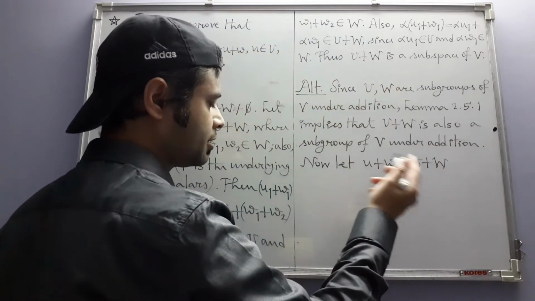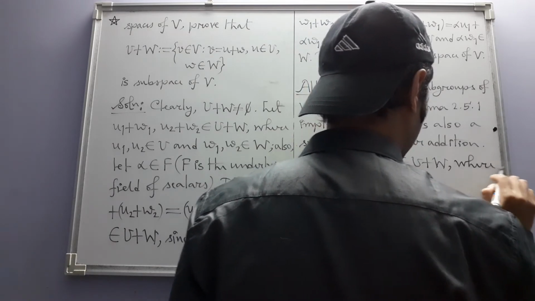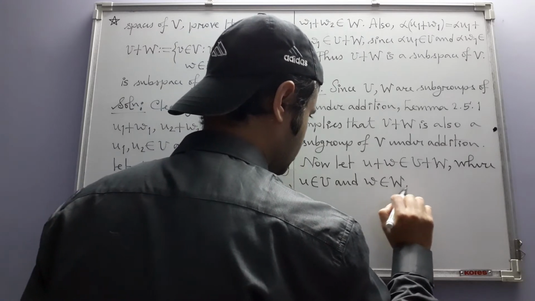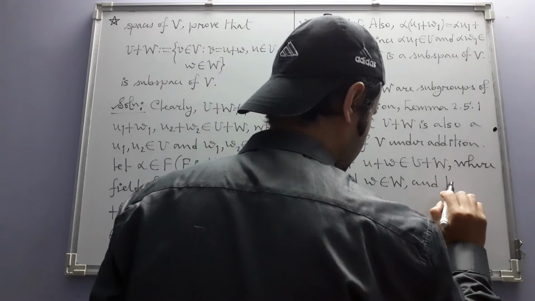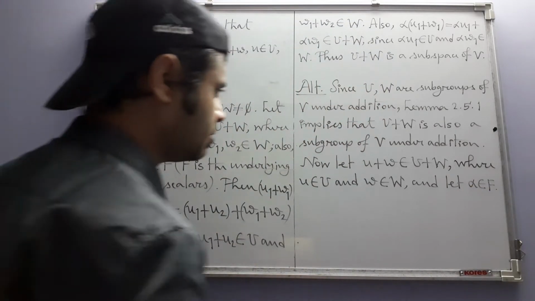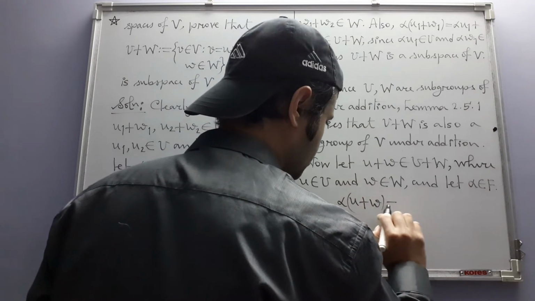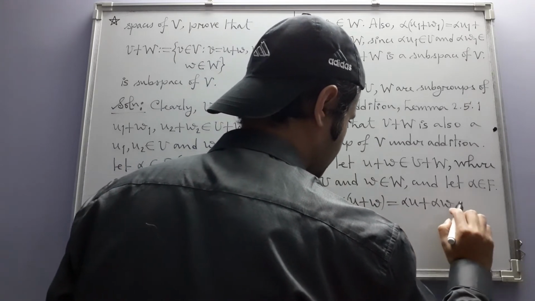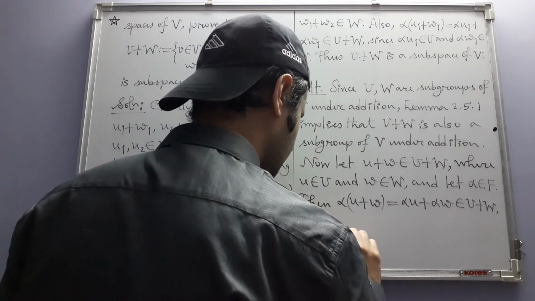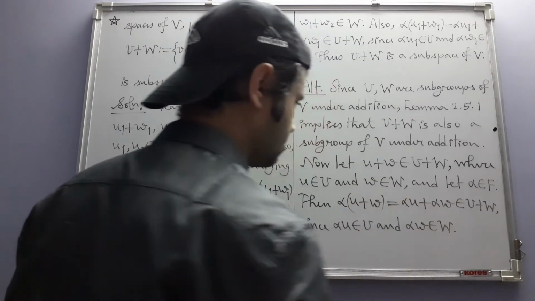We have this calculation here, but just for the sake of completeness we write it once more. Where u belongs to U and w belongs to W, and also let alpha be a field element where F is the underlying field, that I am not writing again. Then alpha times (u plus w) is alpha u plus alpha w, which again belongs to U plus W, since alpha u belongs to U and alpha w belongs to W.